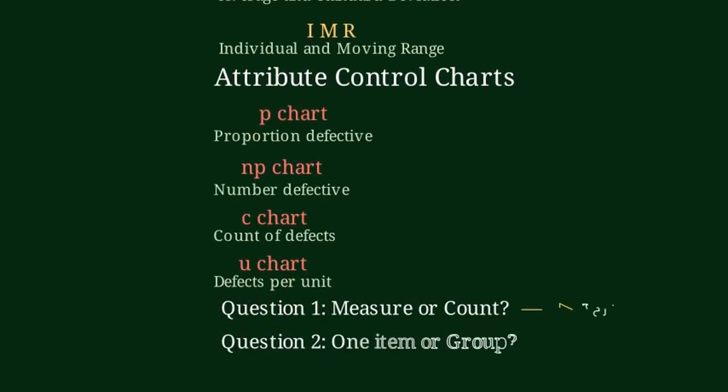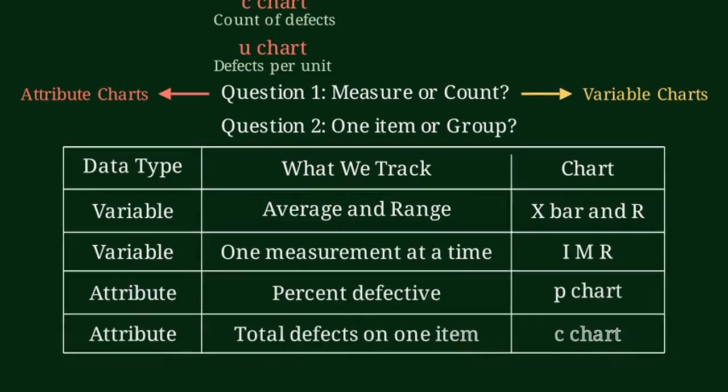To choose the right chart, ask two questions. First, can I measure it or only count it? Second, do I have one measurement at a time or a group? These questions guide you to the correct chart. Here is a quick summary table to remember the most common choices.